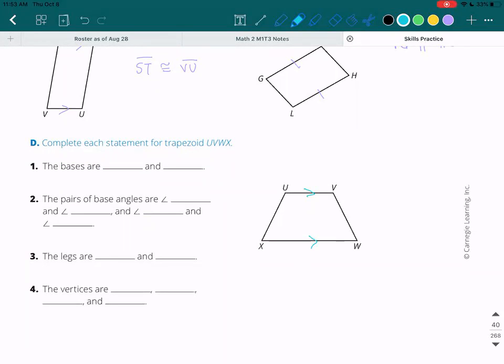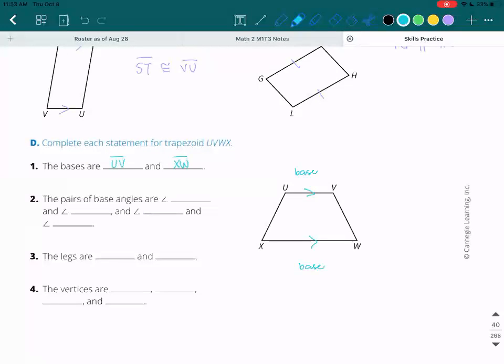So it's going to be UV and XW. Those are our bases. They are the parallel sides of the trapezoid. The other two are called the legs. So let me just write these: base.